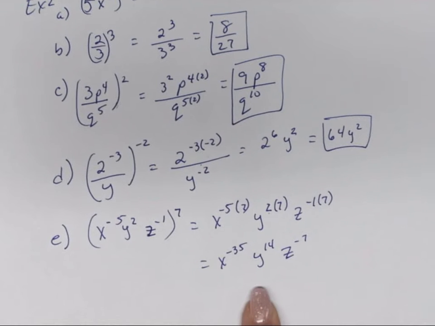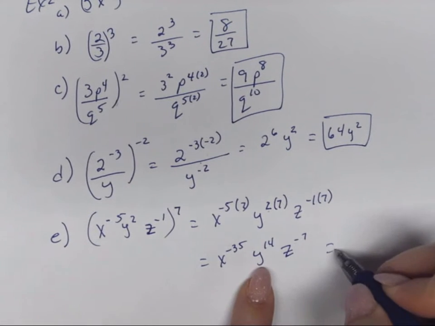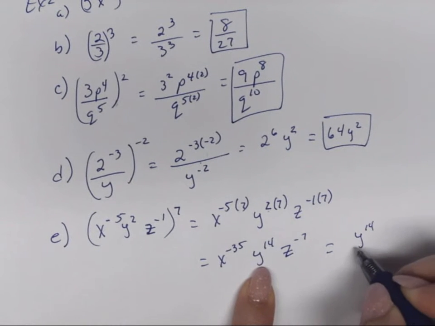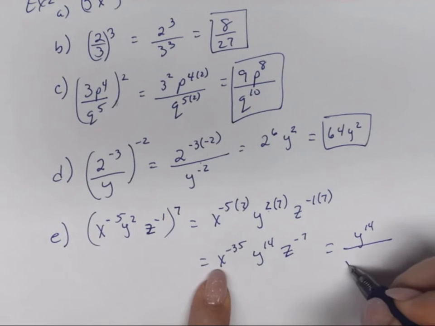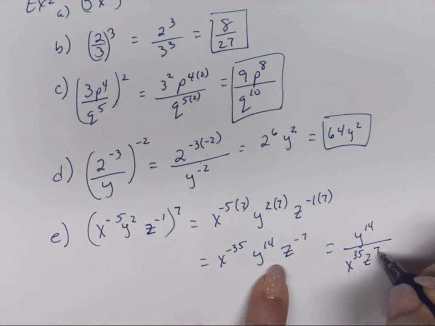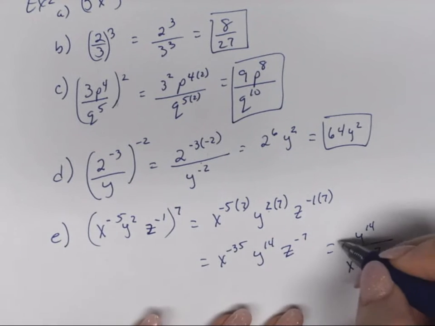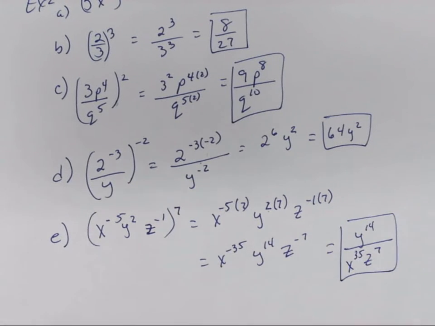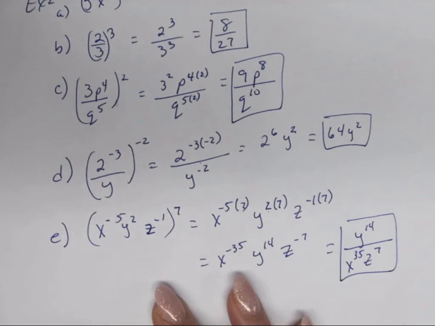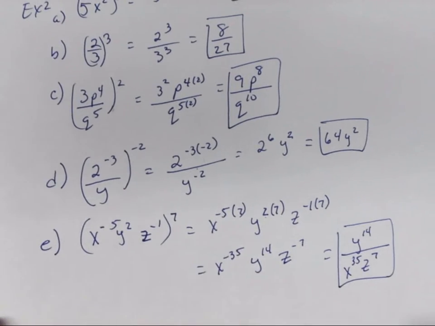We can't leave those with negative exponents, so the y to the 14 will stay on the top because it's positive, but the x to the 35 will move to the denominator as well as the z to the 7. And that would be your final answer. All right, let's go look at some more problems.